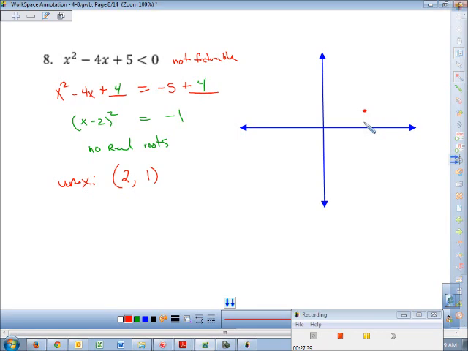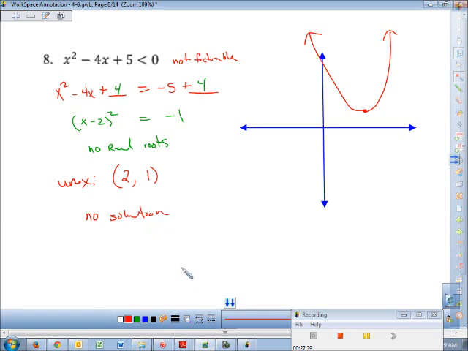Opens which way? Up. That's all I need to see. Now I can answer this question. The thing goes back to this. When was that parabola less than 0? Did it always happen or never happen? It never happened. So what is our answer in this situation? No solutions.